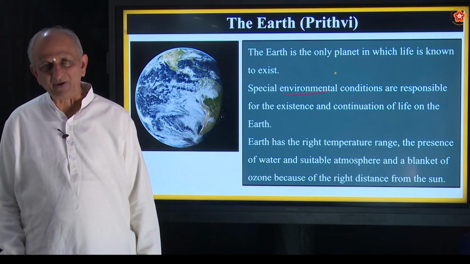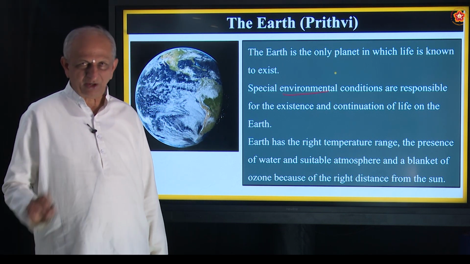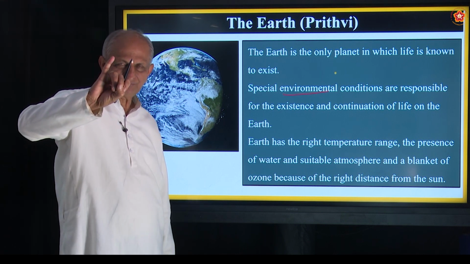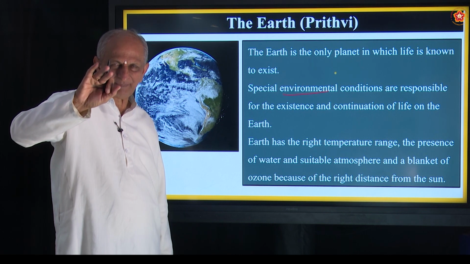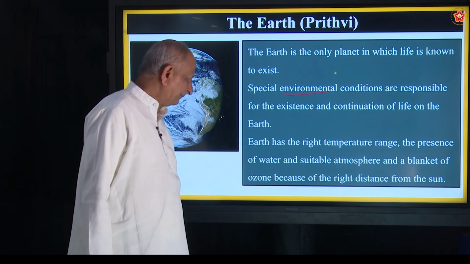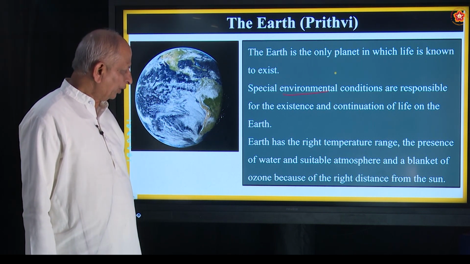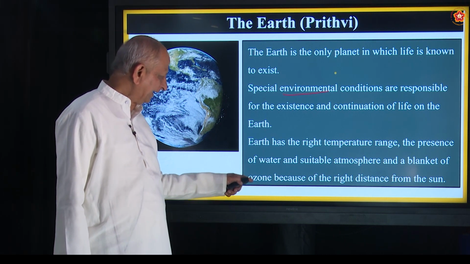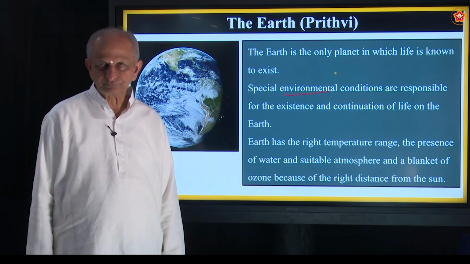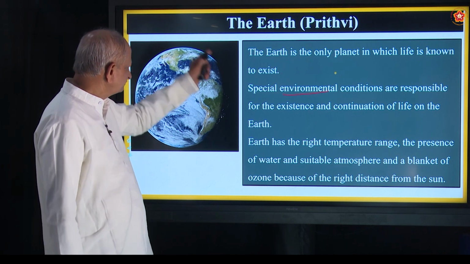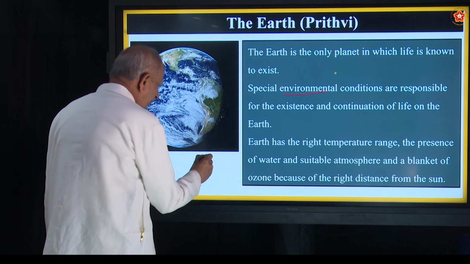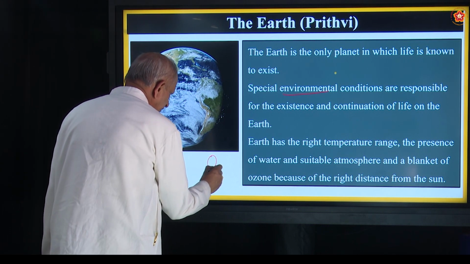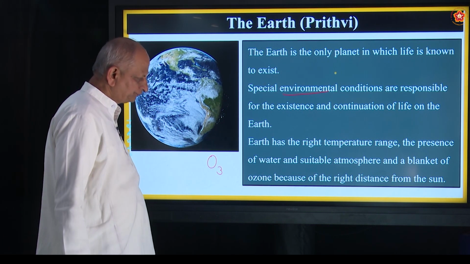What is the atmosphere made up of? It consists of oxygen, nitrogen, carbon dioxide, water vapor and so on. So that atmosphere is there. And more importantly, you have a blanket of ozone. There will be an ozone layer. What does it do? What is the formula of ozone? Ozone is O3. What does it do?